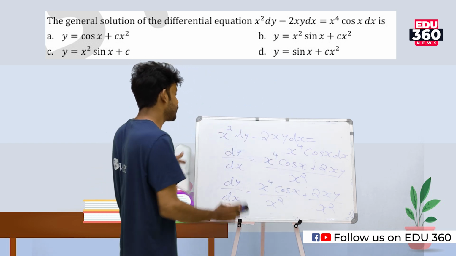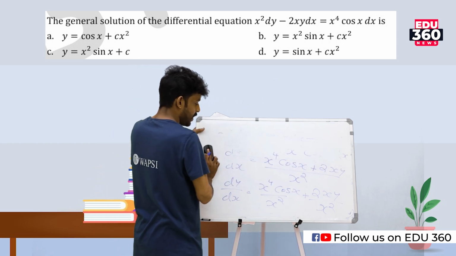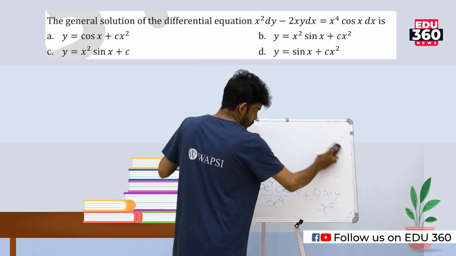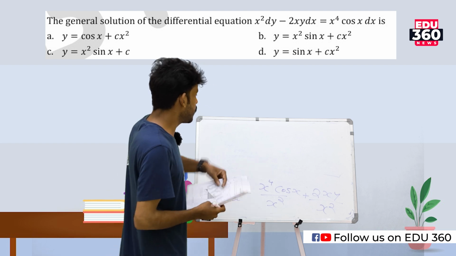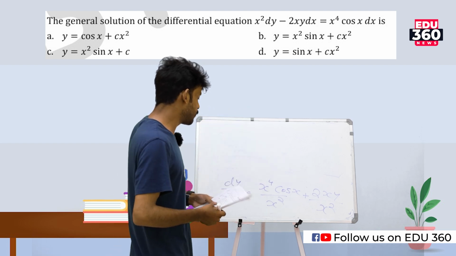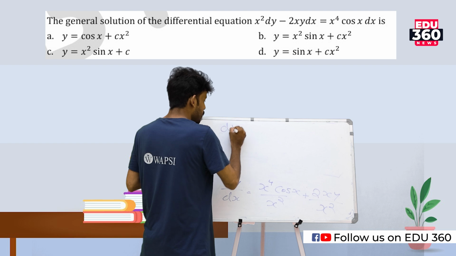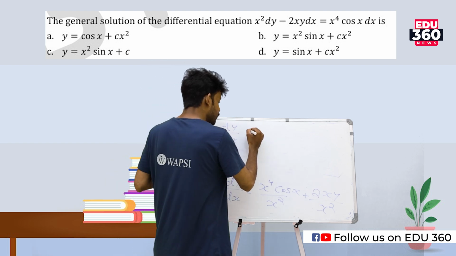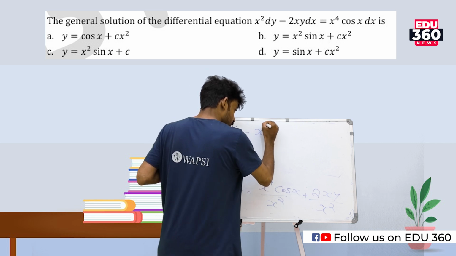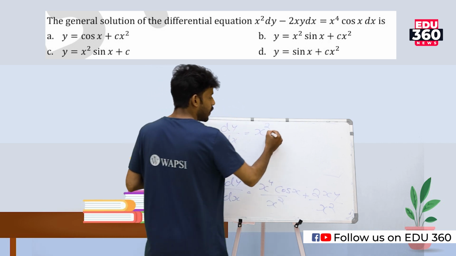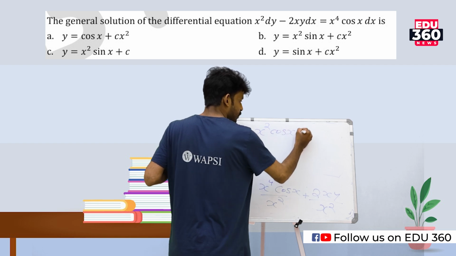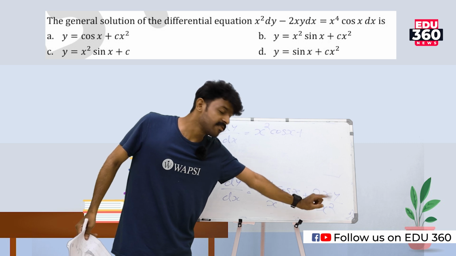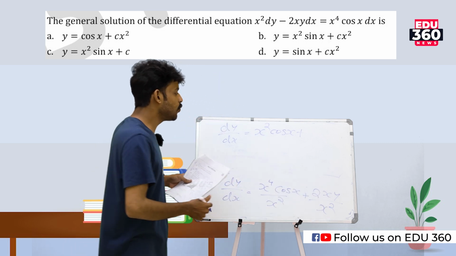So in the next step we can eliminate some terms. Look at here, x raised to 4, x raised to 2. So I'm going to write dy by dx is equal to x square cos x plus 2xy divided by x square. So we can cancel 1 x there. Okay, so that is 2y by x.